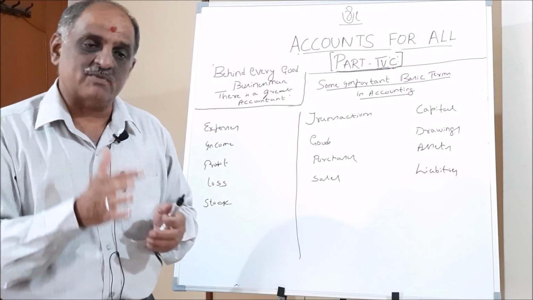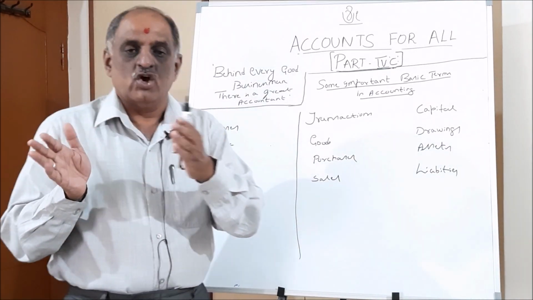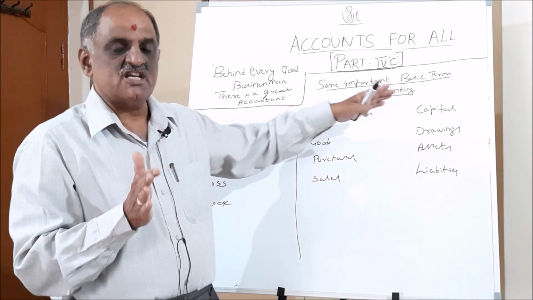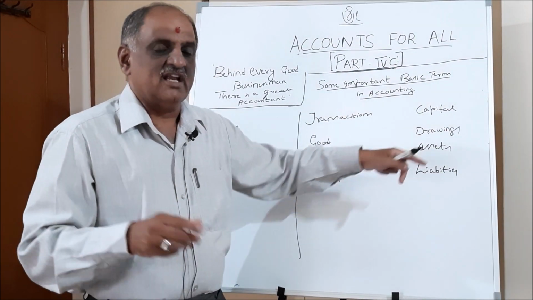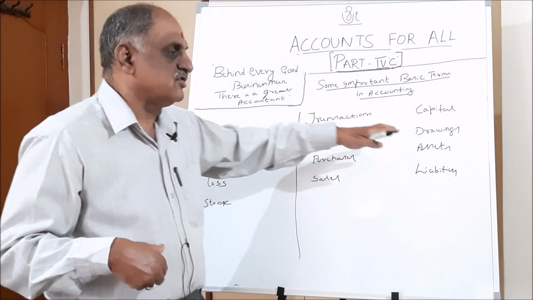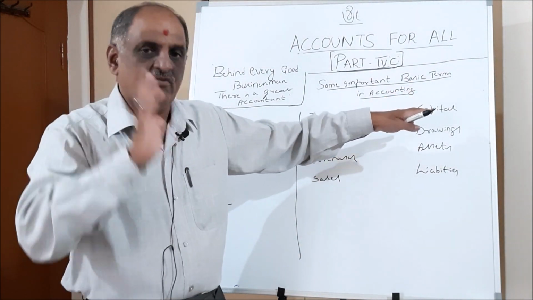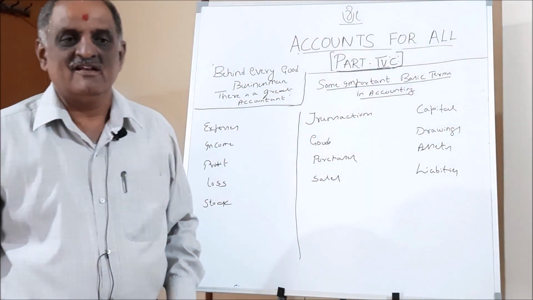Likewise, every businessman has two different entities. One is the individual, the other is the business. I am talking from the business point of view. When I invest capital and then I have to run my family, I have to draw the amount at regular intervals to meet the family expenses. That is called drawings.